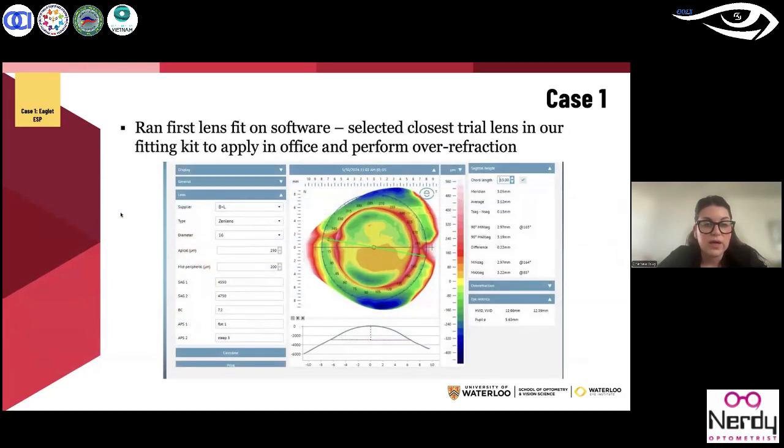So we ended up just running the first lens fit software and selected the closest trial lens in our fitting kit. Working with students, I do tend to do this. We'll always typically put on the diagnostic lens that's closest to that and do at least our over refraction, but look at that lens on the eye and see how it's fitting.